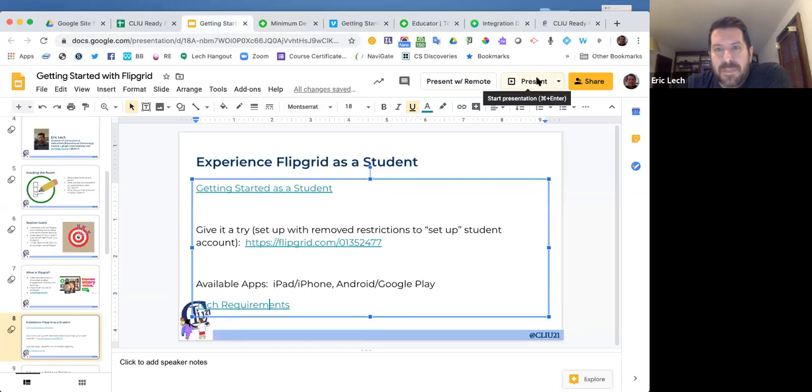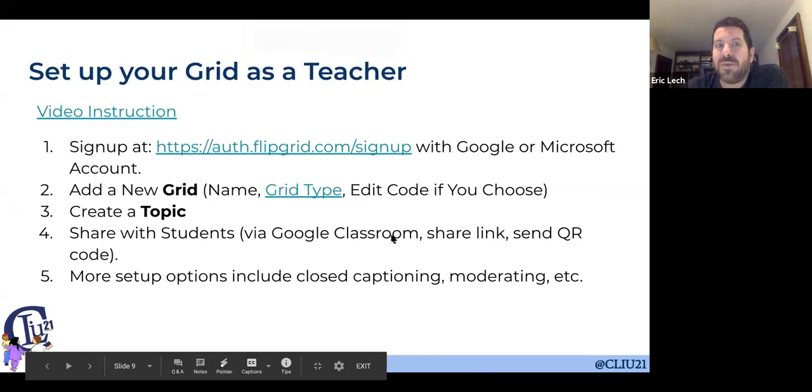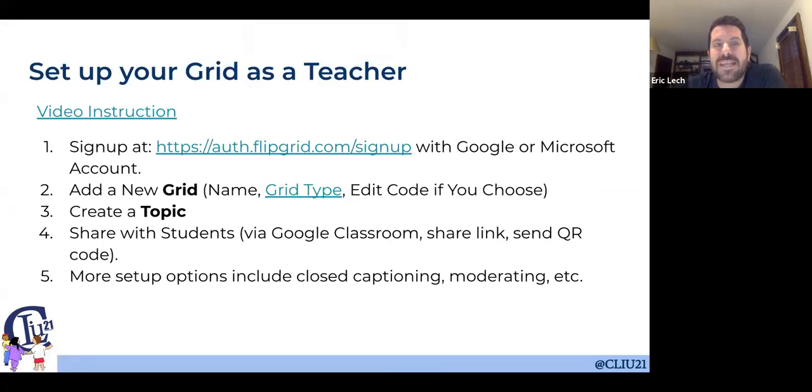All right, so with those couple of things under our belts, I wanted to move next to how do we get this set up as a teacher? Well, the first thing that you're going to need to do is create your FlipGrid account. We can do that at our FlipGrid site. It will make you do that with either a Google or Microsoft account. Okay, so if you are, for example, a Carbon Lehigh Intermediate Unit teacher, you have a Google account. We set them all up for everyone.